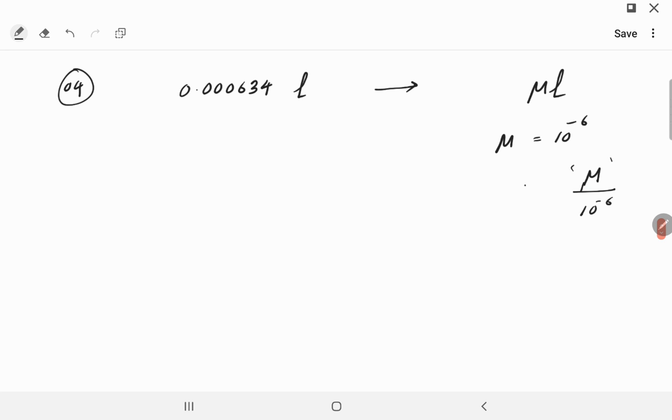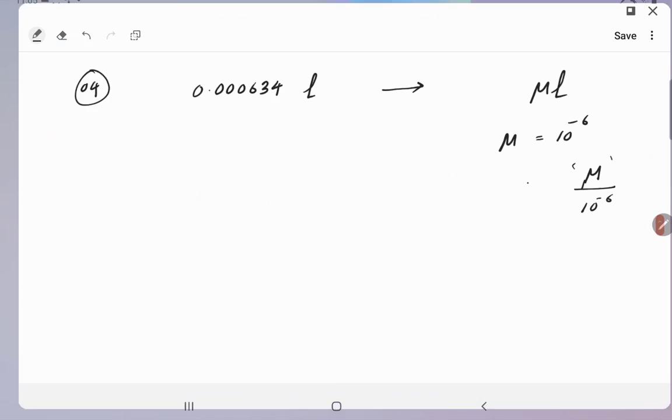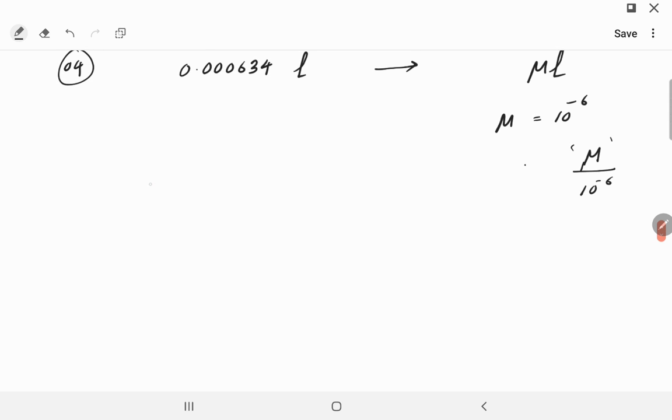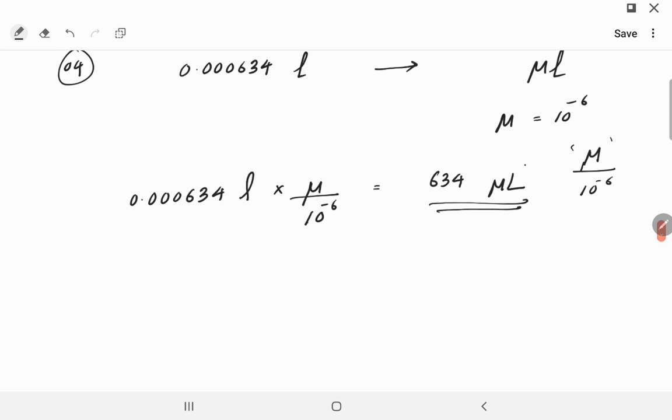All right, so we know that. So let's do this. So what we have is 0.000634 liters. You multiply it by micro divided by 10 to the power minus 6. Then your answer will be in microliters, and when you do this calculation it will be 634 microliters. All right, so this is how you do it.